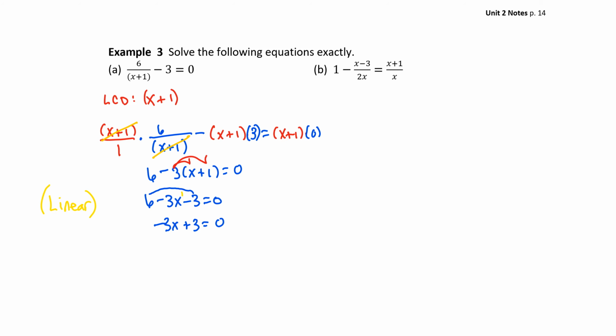So let's combine our constants. 6 minus 3 gives me positive 3. Let's subtract 3 from both sides. And let's divide both sides by negative 3. When I divide by negative 3, what answer will I obtain? I hope you said x equals 1.